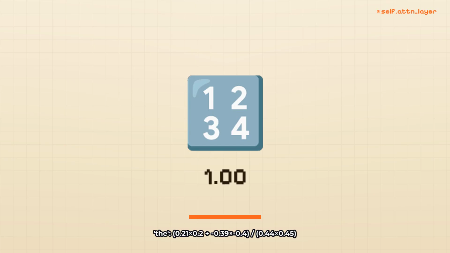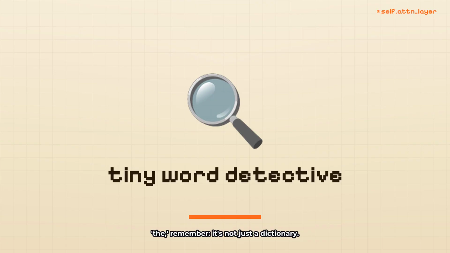0.21 x 0.2 plus 0.39 x 0.4. 0.44 x 0.45 is 0.198. The result is about 1. Wait, why about 1? Because the codes are almost identical. That's why autocorrect nails it every time. So next time your phone fixes "te" to "the," remember, it's not just a dictionary. It's a tiny word detective using secret codes and math to guess what you meant.